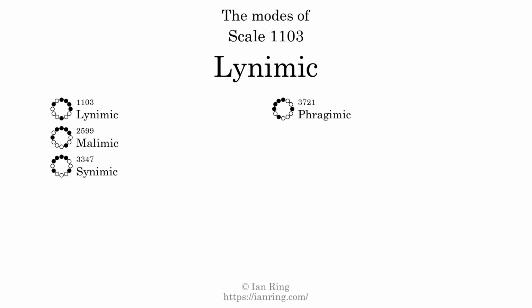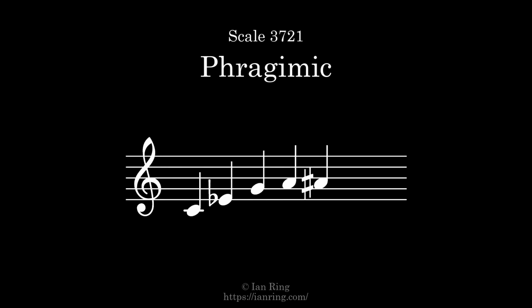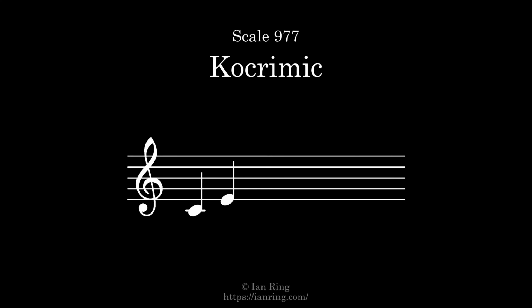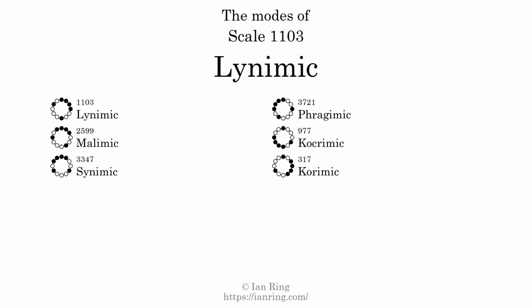The fourth mode is scale 3721, also known as Phrygiamic. It sounds like this. The fifth mode is scale 977, also known as Kakrimic. It sounds like this. The sixth and last mode is scale 317, also known as Karimic. It sounds like this.